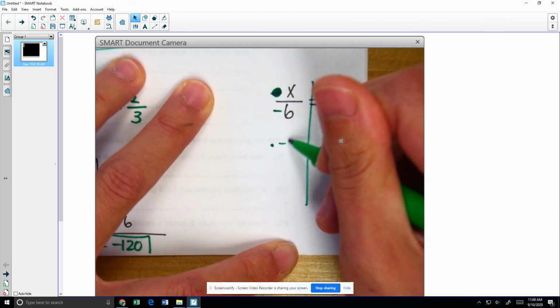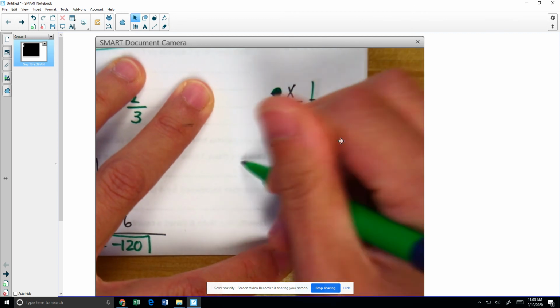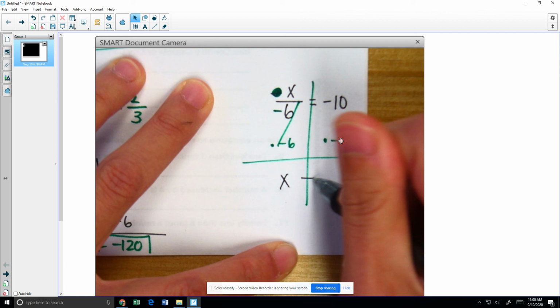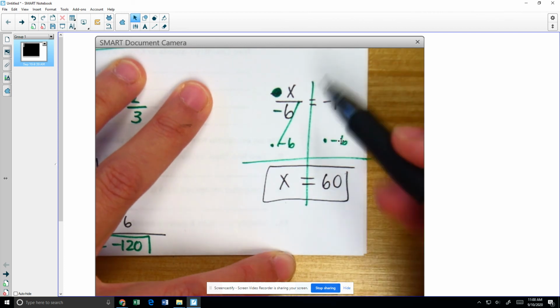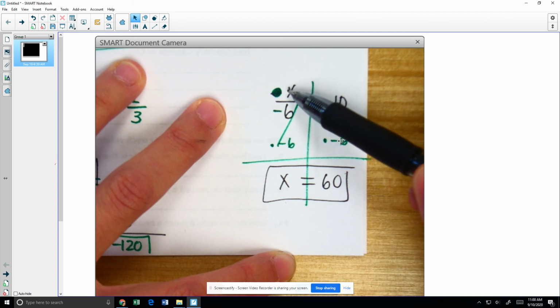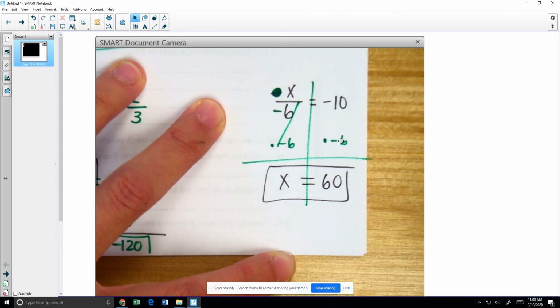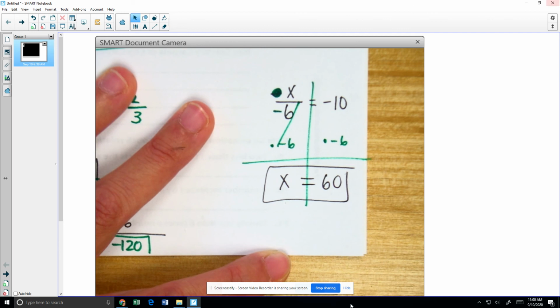Now it looks like I would multiply both sides by negative 6. So I get x equals positive 60. And that would be my answer. Okay, so that was kind of the tricky thing. If your negative is in the center or the top, just cross it out and bump it to the bottom. That would make your life much, much easier. Okay.